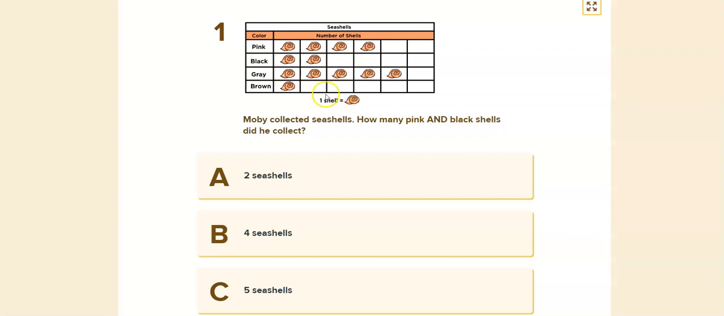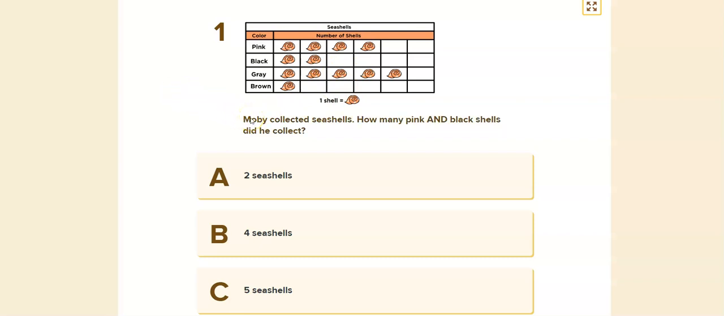And the other most important thing when it comes to pictographs is this right here, the key, because that tells you that each picture is worth how many votes, or how many, in this case, one shell is equal to one of these pictures. Okay, so we can see down here there's different colors of seashells. And over here, it shows how many seashells. So let's listen to the question and see what we can find out.